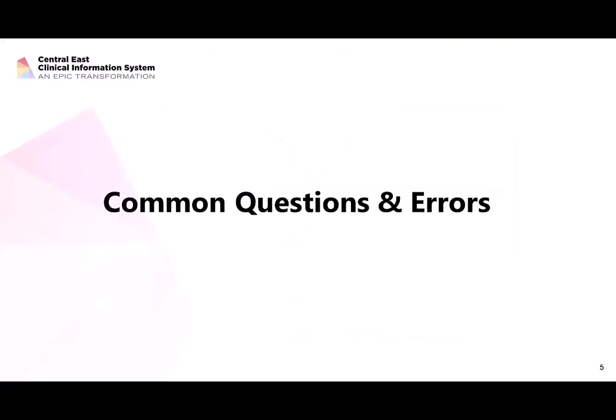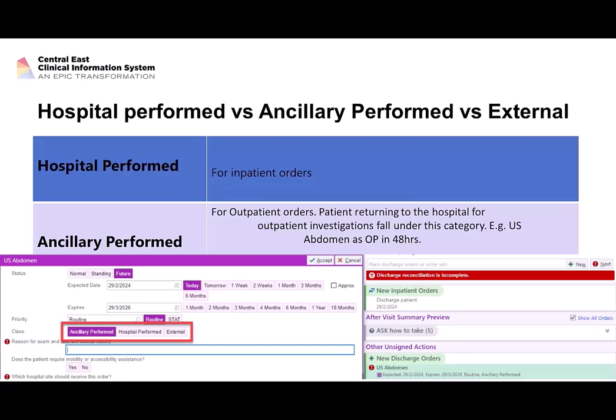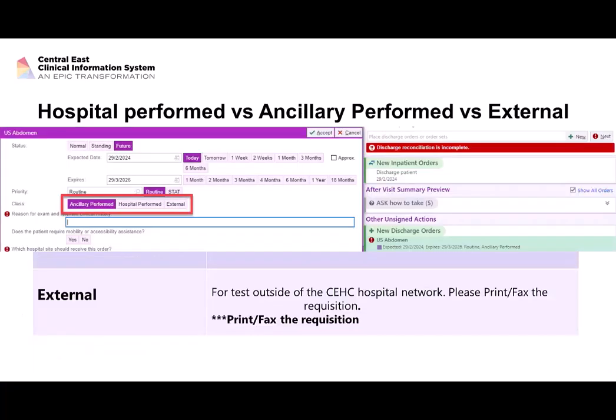Now let's look at some common questions and errors during the discharge process. The hospital performed option is to be used for inpatient orders. Auxiliary performed is for outpatient orders. Use this option even if the patient is returning to the hospital to do the test as an outpatient. Example, patient returning to DI with an appointment for an ultrasound in 48 hours. External is for tests performed outside of the CEHC hospital network. These requisitions then need to be faxed to the appropriate testing center.